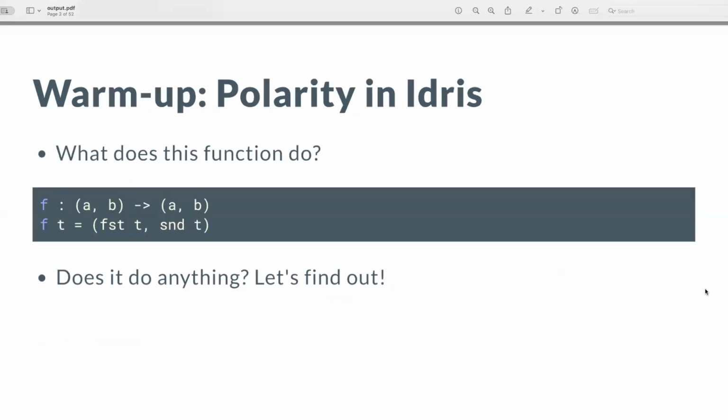Before we start, let's have a warm-up. Here we have this interesting function. Raise your hand if you know what this function does. Okay, people. Anyone else? It's not a trick question. Raise your hand if you think this function does nothing. Okay. Yes. Everyone says yes, it does nothing.